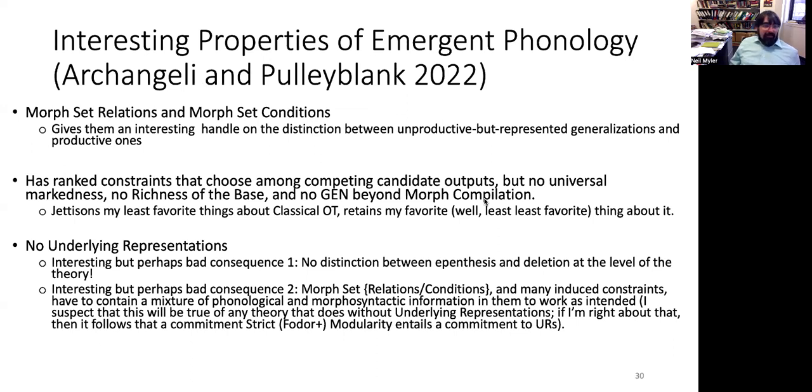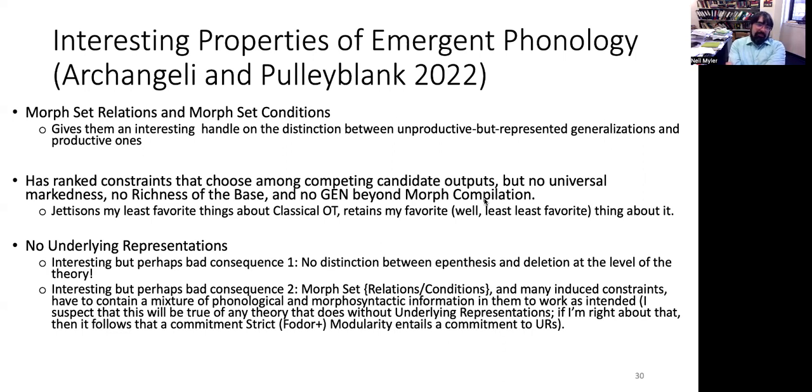Things I like, or at least find interesting about emergent phonology, are its morph set relations and morph set conditions. This pair of things gives them an interesting handle on the distinction between unproductive but represented generalizations and productive ones. They have ranked constraints that choose among competing candidate outputs, but no universal markedness, no richness of the base, and no Gen beyond morph compilation, which is just taking all of the attested surface forms of each morph and crossing them. Those are your candidate outputs, right? That means that they jettison my least favorite things about classical OT and retain my least favorite things about it.